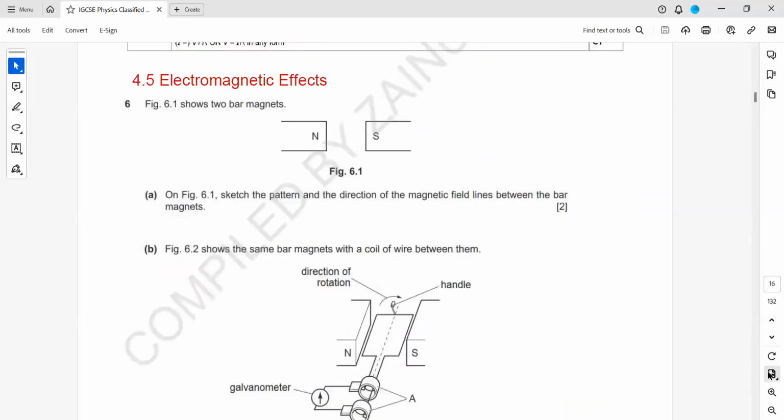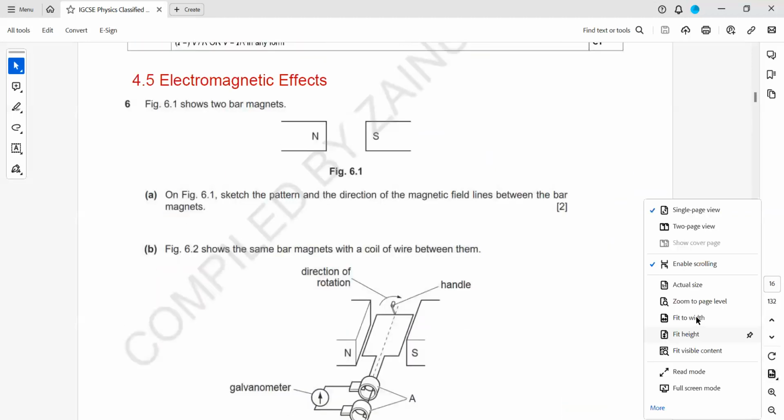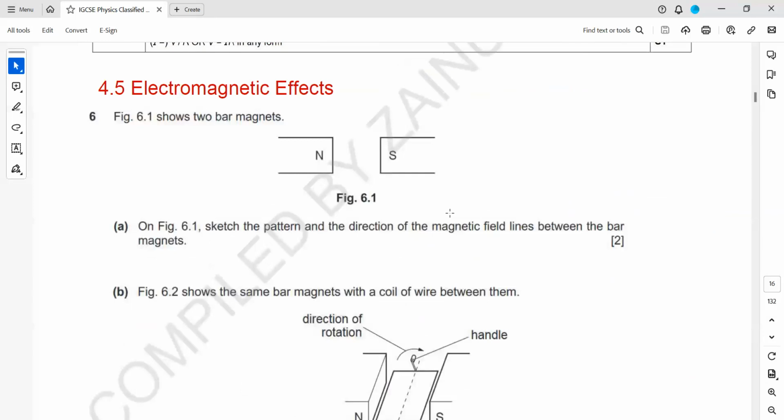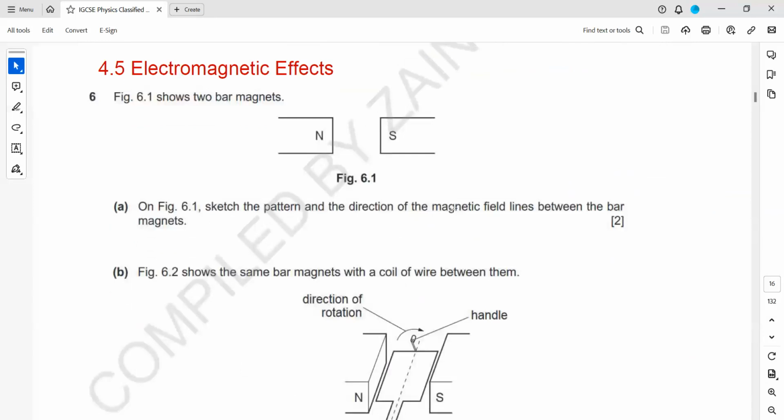Another question related to electromagnetic effects. Figure 6.1 shows two bar magnets. On figure 6.1, sketch the pattern and the direction of the magnetic field lines. How the magnetic field lines will appear. From north to south, and it should be equally spaced when you draw in the exam, because between the magnetic poles there's a constant magnetic field. So in between them, there should be straight lines, equally spaced. Around, it should be curved.